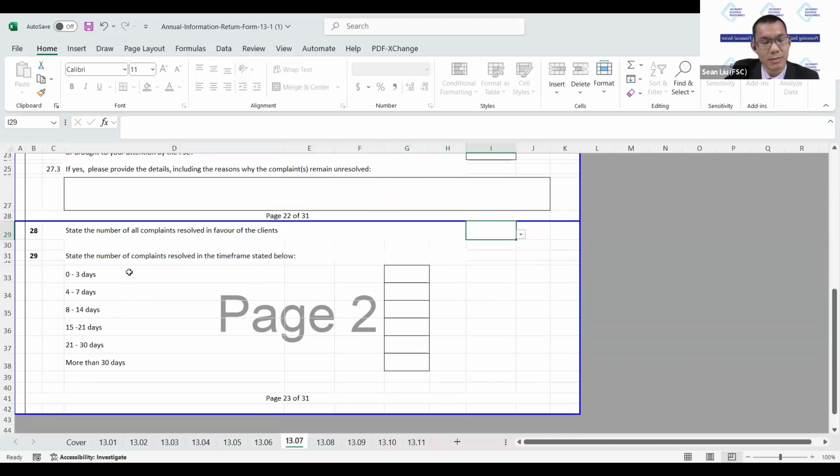We also ask you to break down the time frame for the number of complaints resolved. So if most of your complaints were resolved in less than 3 days, just state the number of complaints, and so on and so forth. Relatively straightforward.